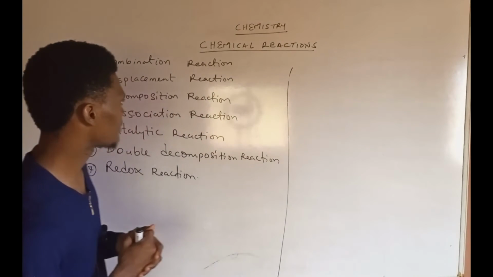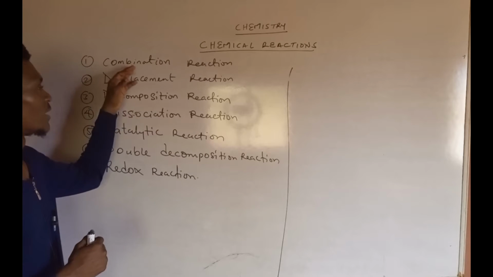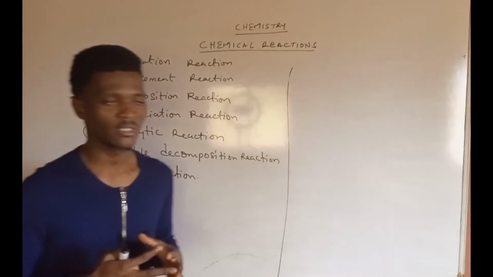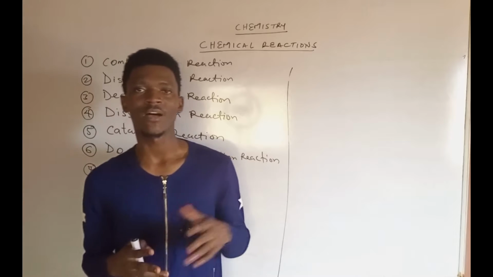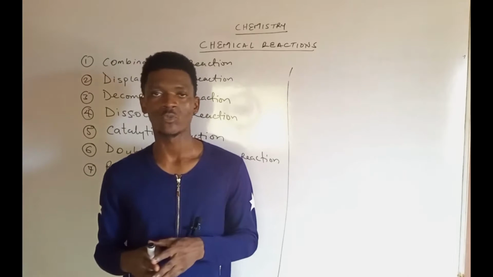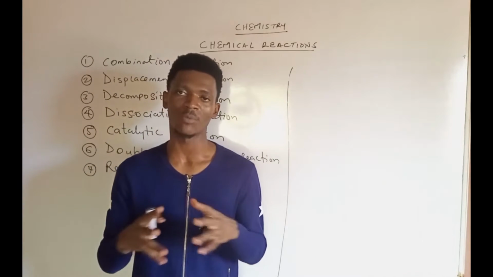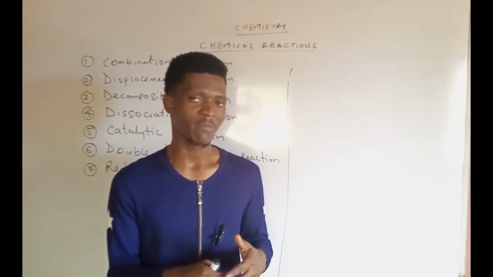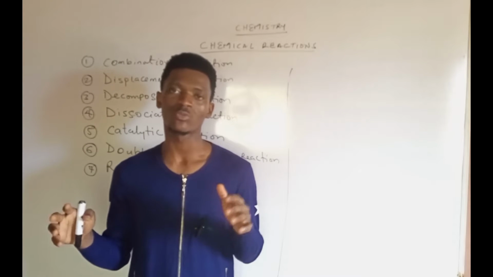Now, coming back to this, being that we are considering chemical reactions, looking at the combination reaction, the word combination comes from the word combine. And to combine means you have two or more substances that you are bringing together to form a single one. So in the case of combination reaction, we have two or more substances coming together to form a single substance.